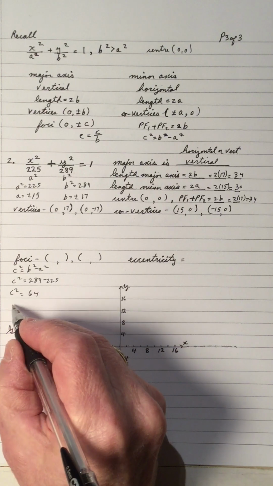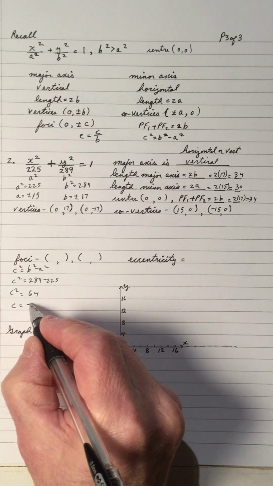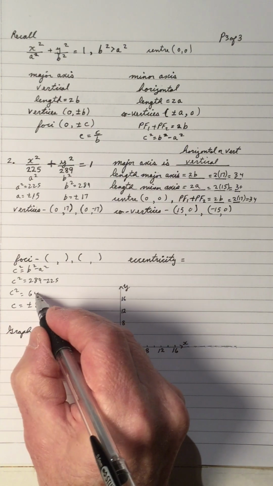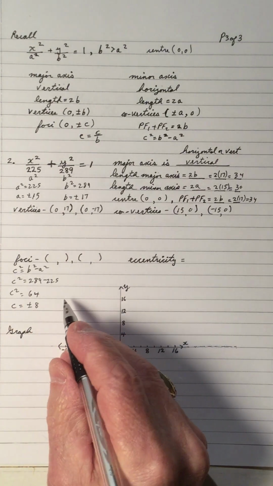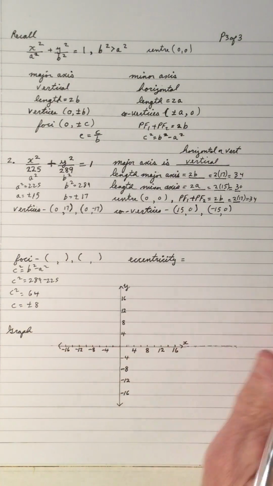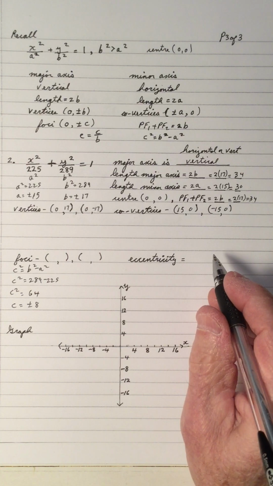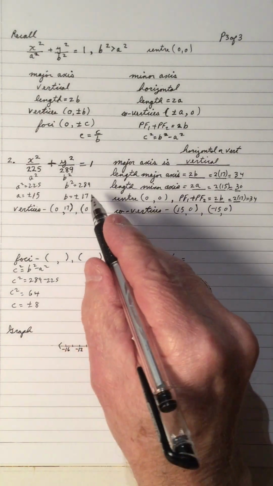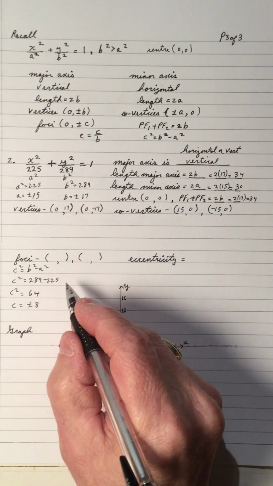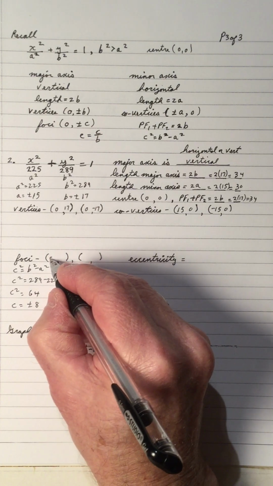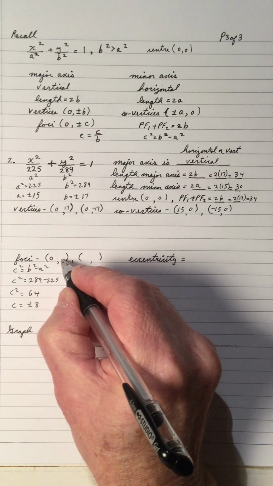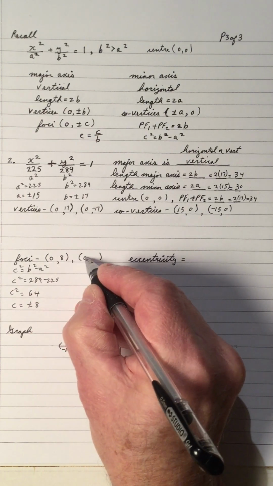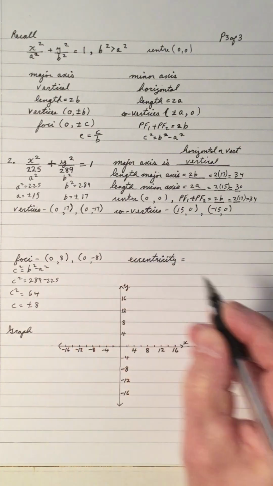So the square root of c squared is c. The square root of 64 is plus or minus 8. We have to do the plus and minus in this case because the distance is positive and negative. And the foci are on the vertical. So that means the foci lie on the y. So it's 0, 8, and 0, negative 8.